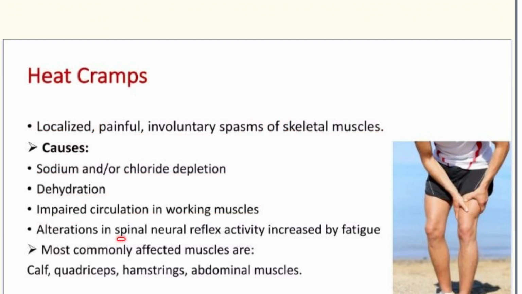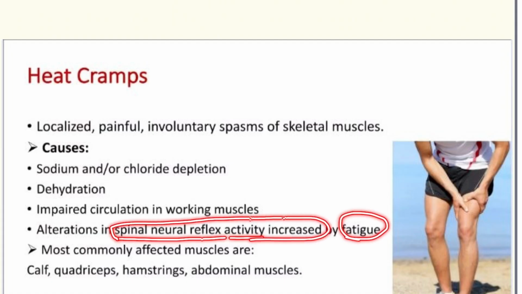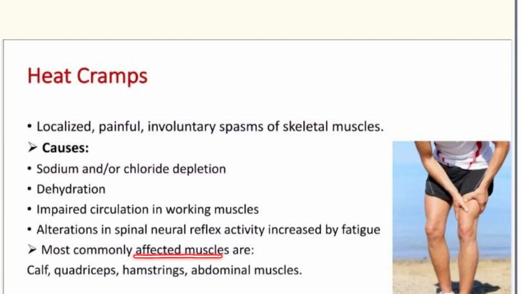There is also alteration in the spinal neural reflex activity, which is increased by fatigue. The most commonly affected muscles in heat cramps include the calf muscles, quadriceps, hamstrings, and abdominal muscles. So these are heat cramps.